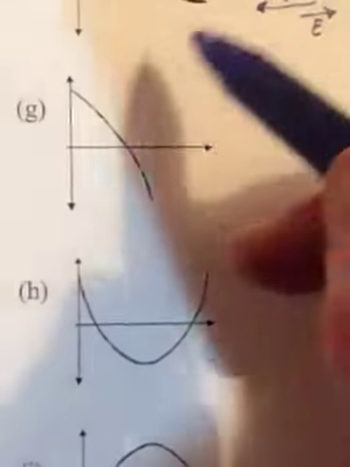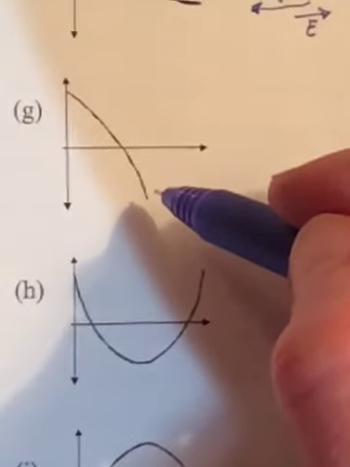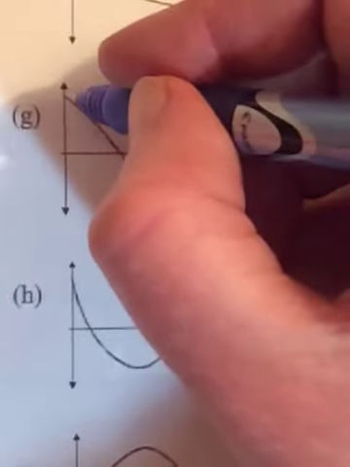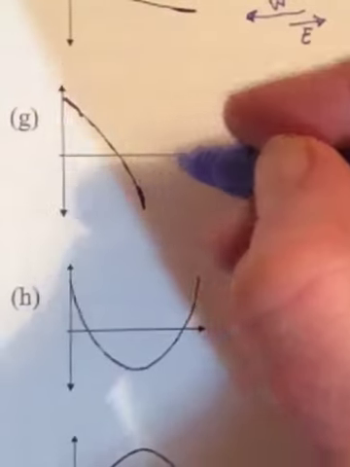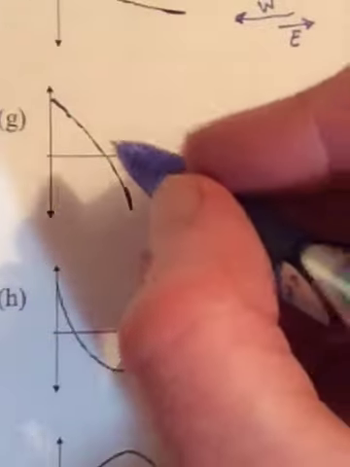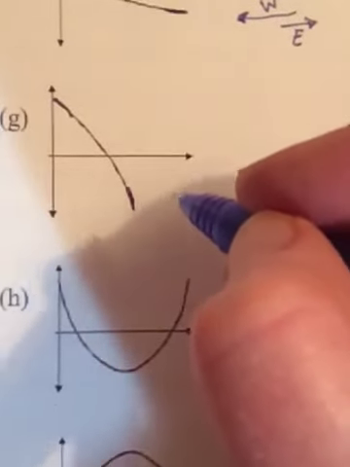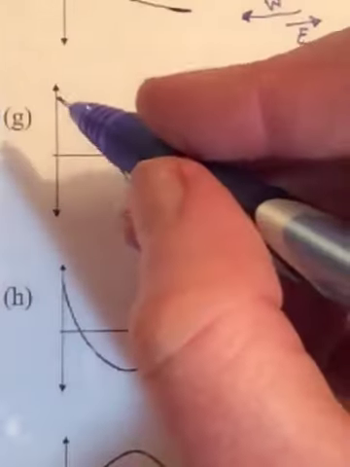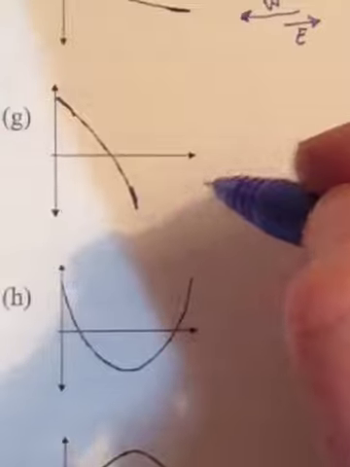Okay, next one. This time the slope is getting what? I hope you answered bigger. So it's low here and it's getting steeper here. So the slope is increasing, but it's still negative. So this means the object is speeding up in the negative direction. The velocity is getting bigger, but it's still negative. So speeding up in the negative direction.